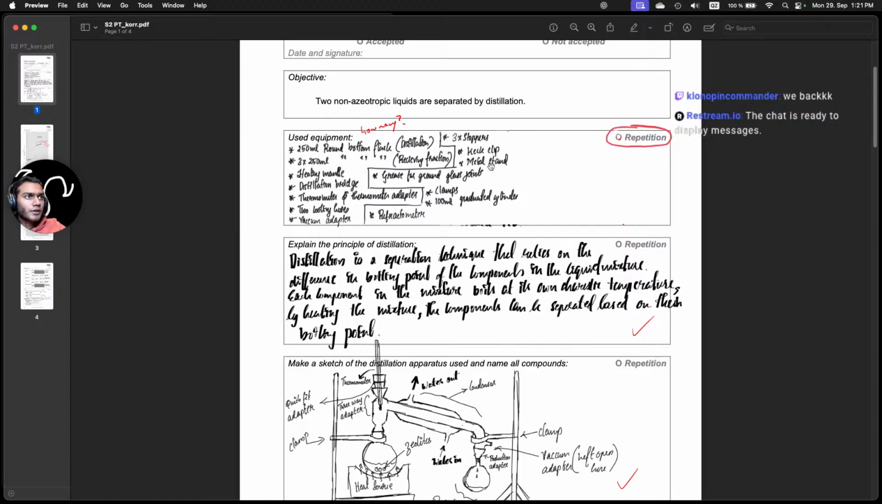What is that? 3 times stopper. Distillation is a separation technique that relies on the difference in boiling point of the components in the liquid mixture. Each component in the mixture boils at its own characteristic temperature. By heating the mixture, the components can be separated based on their boiling point.